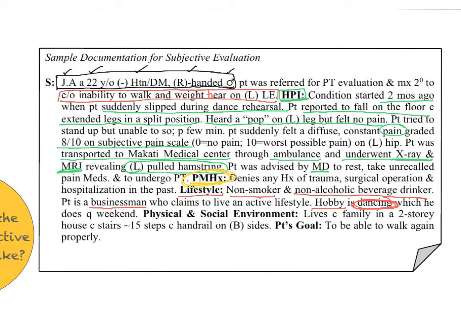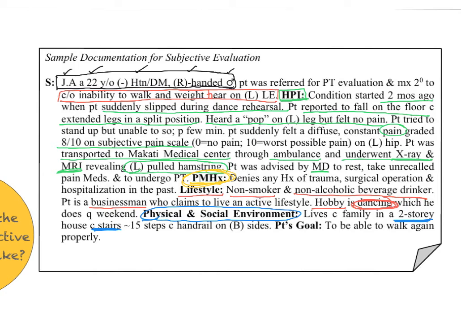And then right after lifestyle, you have the physical and the social environment. So notice na dito pinagsama niya yung dalawa. Okay, pwede naman or pwede rin naman paghiwalayin. So lives with family in a 2-story house with stairs, approximately 15 steps, with handrail on bilateral sides. Remember that this is a lower extremity case. That's why the PT asked for the house structure, 2-story. Okay, and then stairs, very important for lower extremity cases.